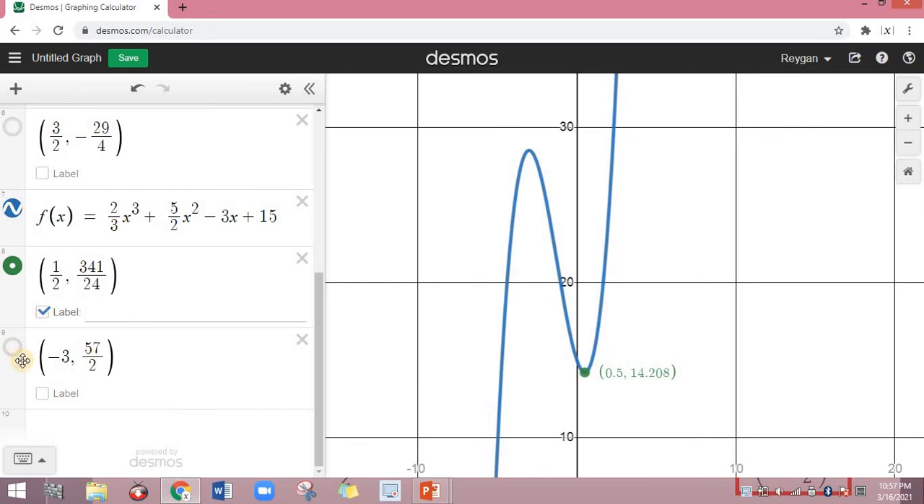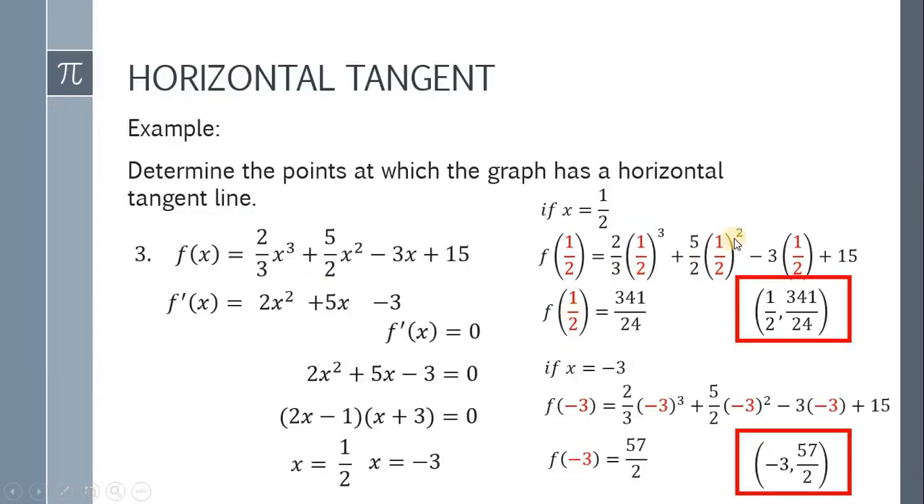Now, yung isa must be negative 3, 57 over 2. So, ito yung maximum point natin. Lagyan natin ng check. And lagyan natin ng label. There you go. Therefore, our answer is correct. So, back na tayo. And we're done.